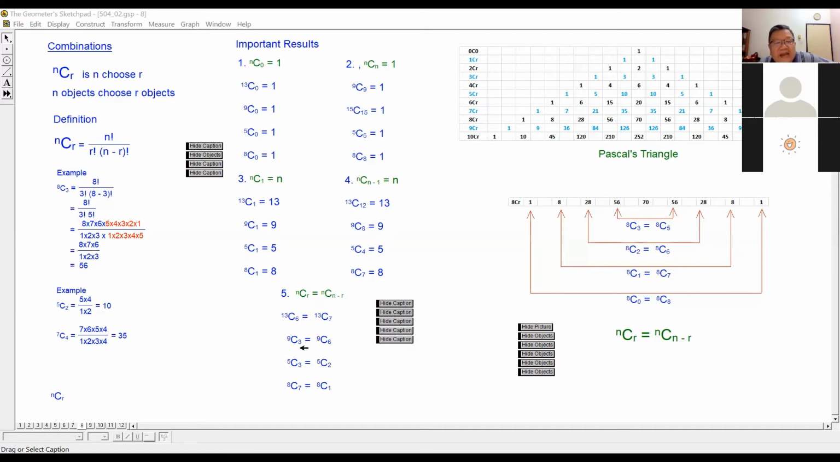Okay, 9C3. 9 minus 3 is what? 6. Correct. So answer is 9C6. So they are the same. 5C3. 5 minus 3 is 2. So it's the same as 5C2. Last one. 8C7. 8 minus 7 is 1. So it's the same as 8C1.